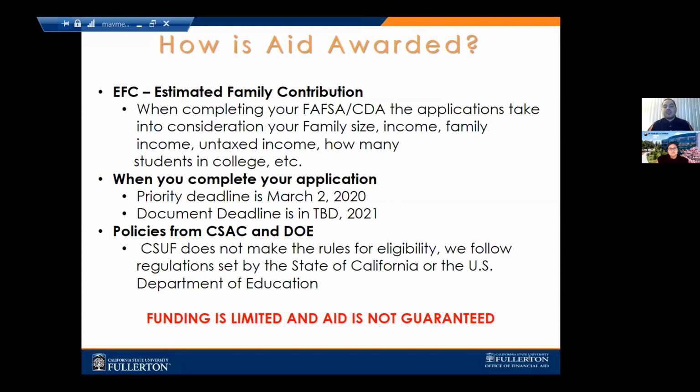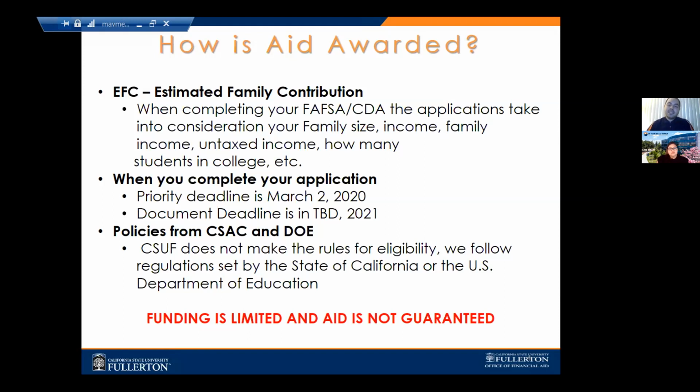And finally, the other component is that we have to follow different policies. There are a number of different rules and regulations that we have to follow from the U.S. Department of Education, the DOE, or the California Student Aid Commission. This is the state agency that awards things like the Cal Grant and the Middle Class Scholarship. And there are just certain things we have to abide by, and that we use as a guideline in order to be able to award financial aid for students.